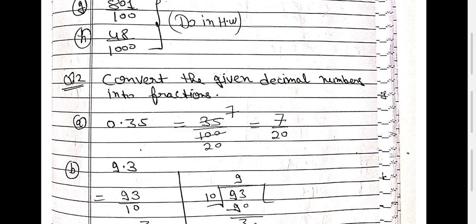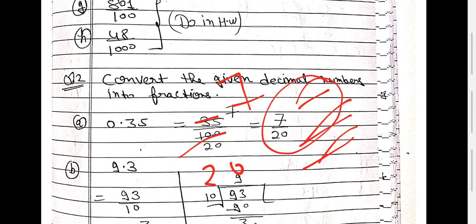Now you have 35 upon 100. Now just cut: 5 7s are 35, 5 2s are 10, 0 as it is. So your answer is 7 upon 20. Now the numerator is small, so it is a proper fraction, so the answer will remain the same. If it is improper, then we have to convert it into a mixed fraction.